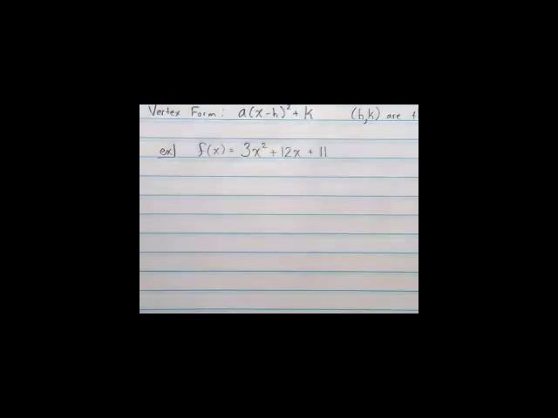So we're going to take this guy, convert it into vertex form, and then use the vertex form to identify where the vertex is, and then graph the thing. Okay? All right, so putting it into vertex form is going to include the process of completing the square, which you guys did in Algebra 2 as well, to solve quadratics.